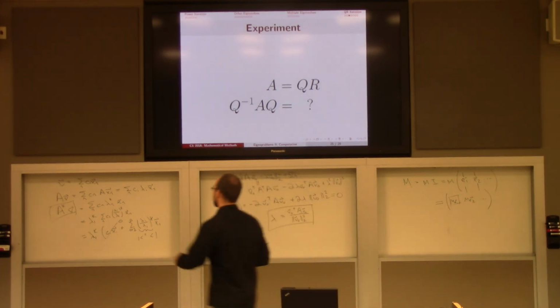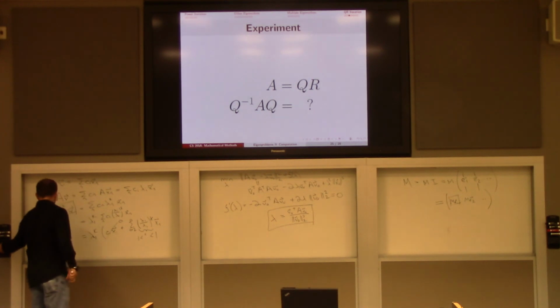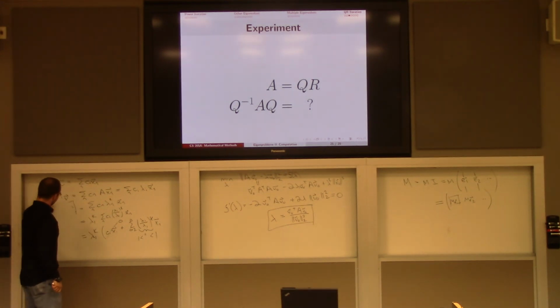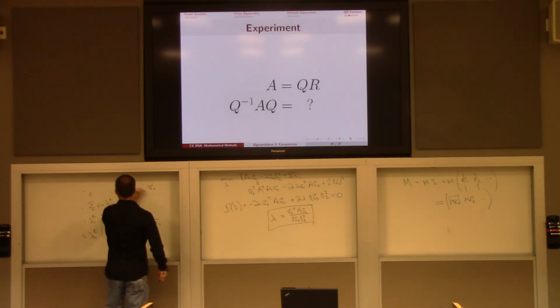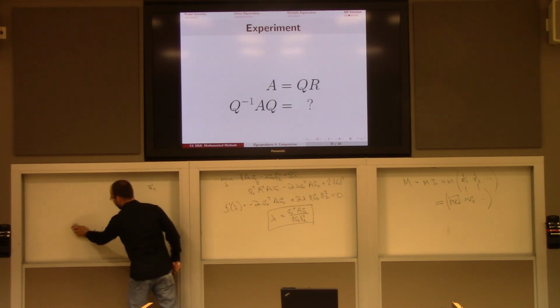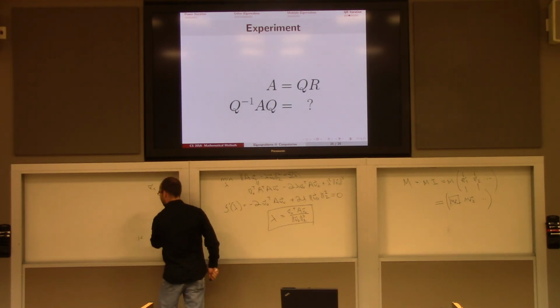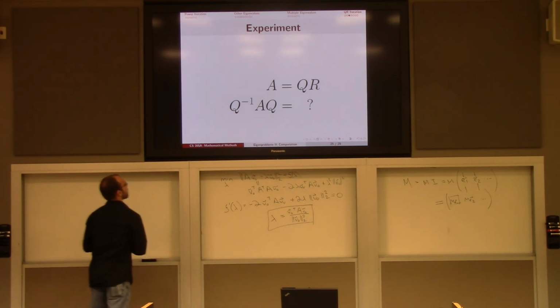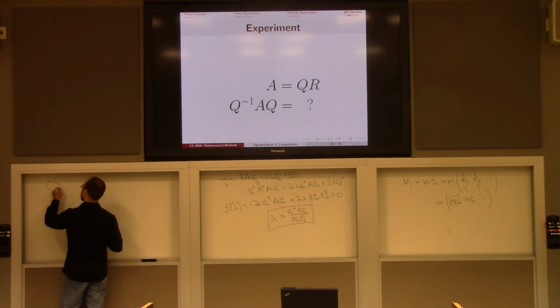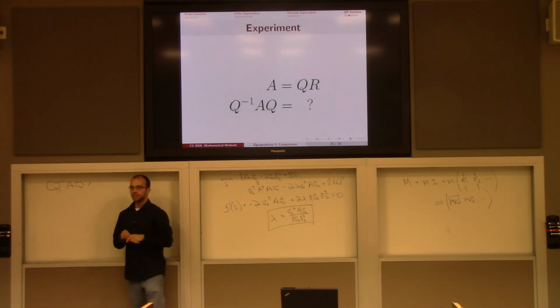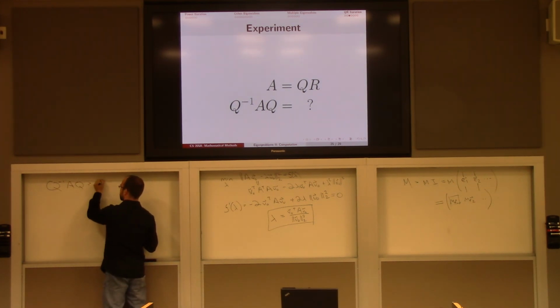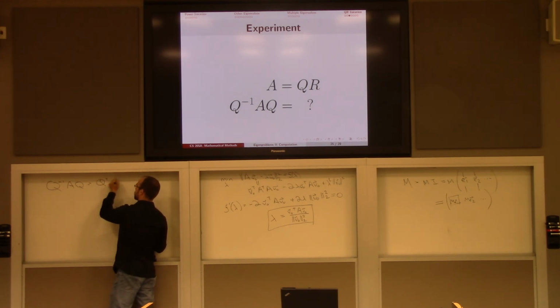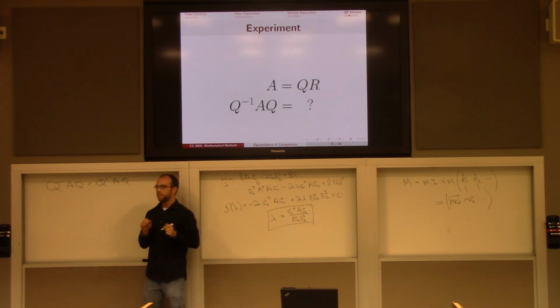And this is just so magic. This is where, as far as I can tell, the only way you could come up with this algorithm is just by experimenting with, well, what's a reasonable orthogonal thing? And this is one. So what happens? Well, we have Q inverse A Q. What is Q inverse? Well, we know that it's the same as Q transpose, because Q is orthogonal.